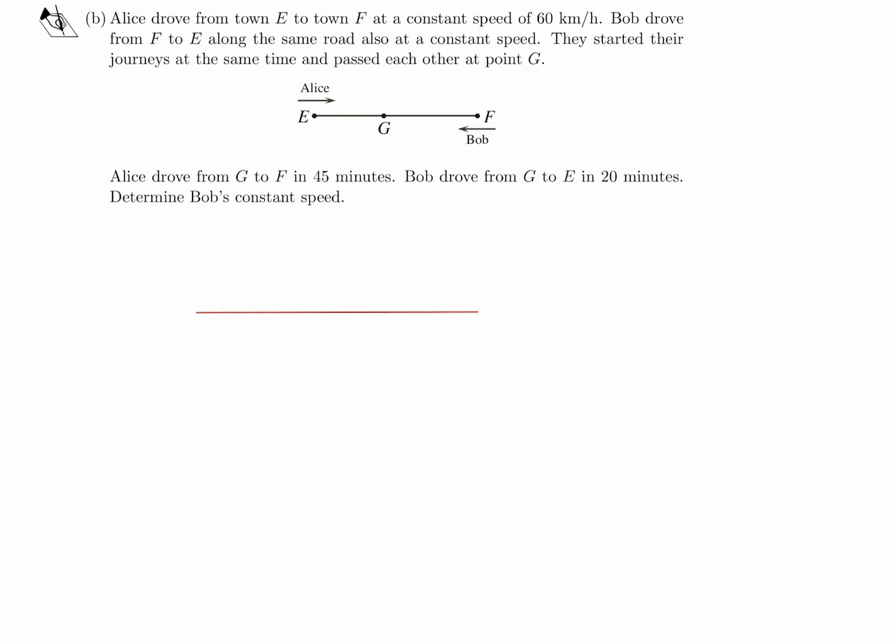So let's draw this diagram just a little bit bigger. It will help us, I think. And let's label this now. This is E. Somewhere in here is G. And this is F.